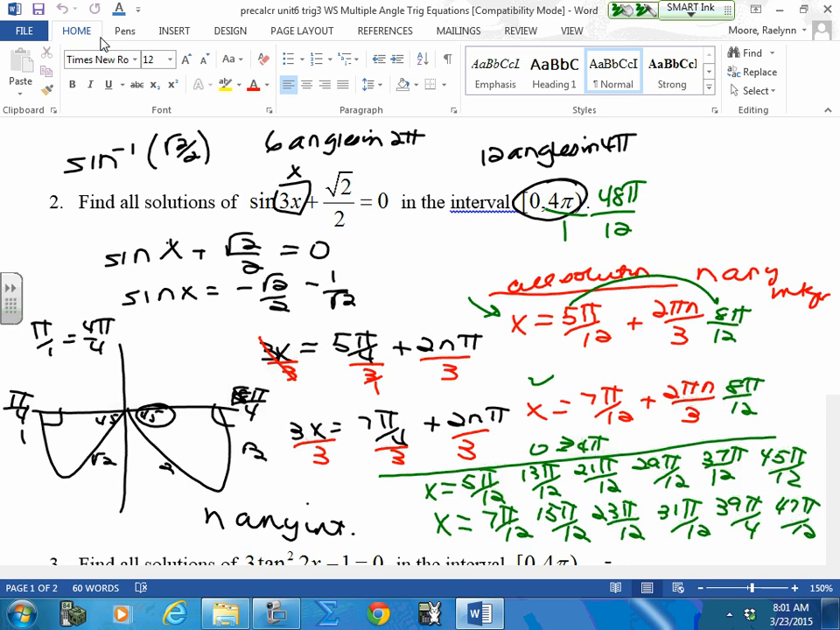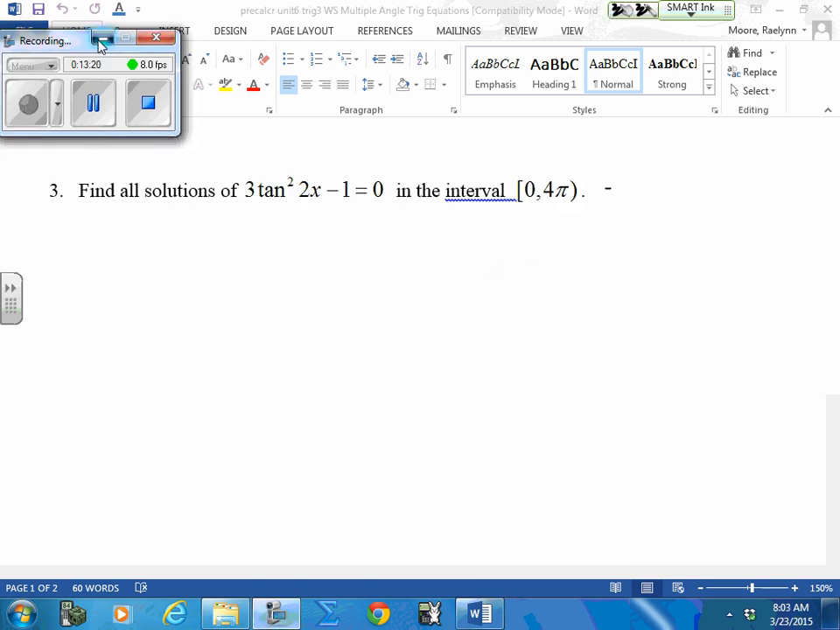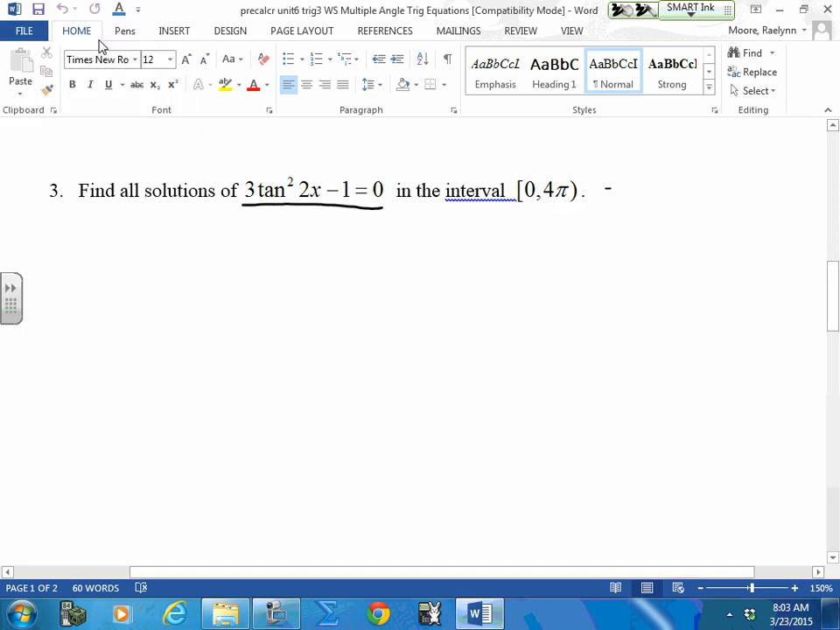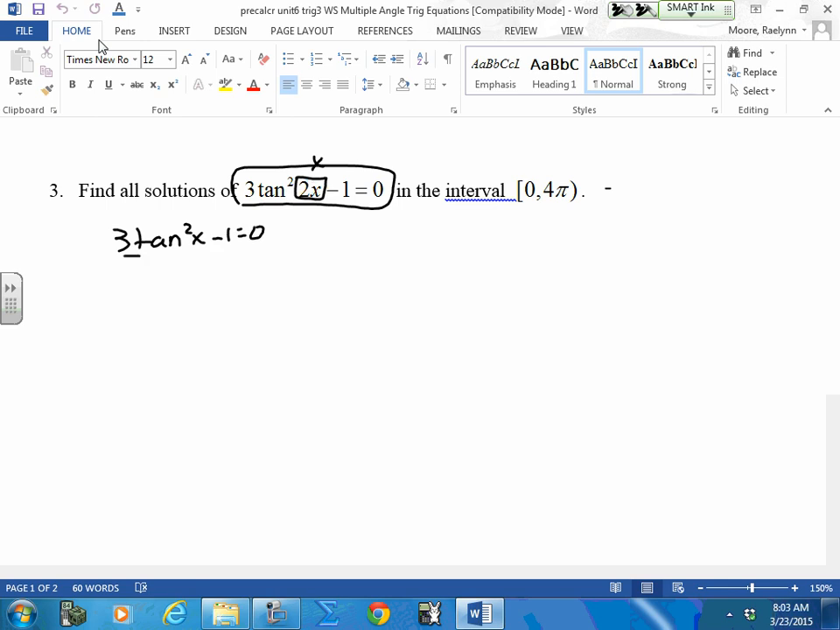Question? This was a really good one to... Alright, so we're going to solve this equation, and I'm going to take the 2x out and just put x in here for now. Divide by 3. I'm sorry. Subtract 1.